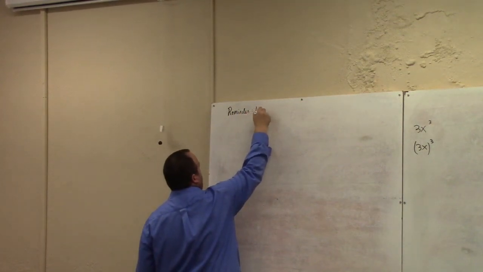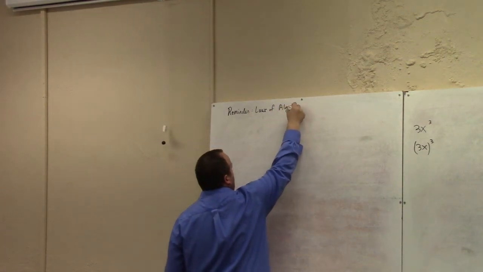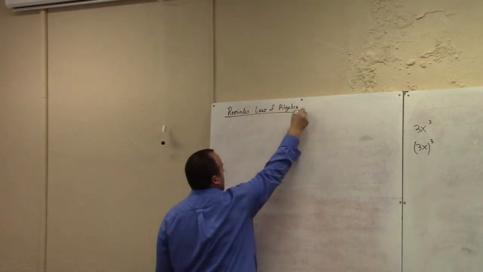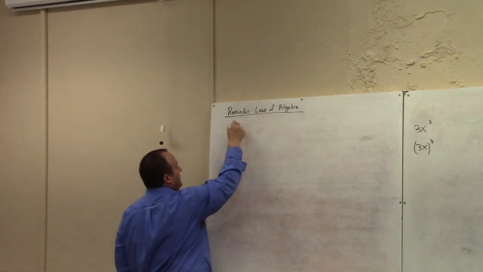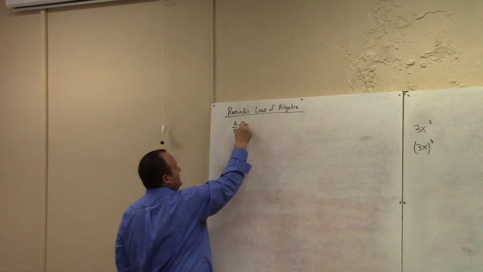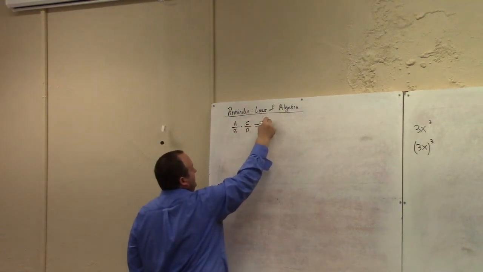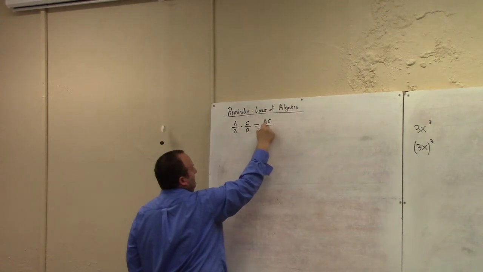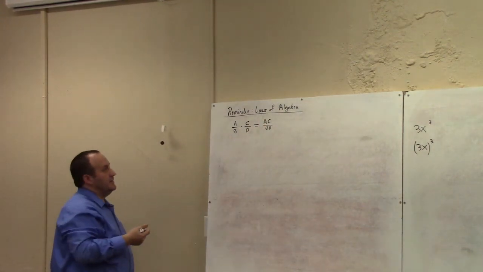Laws of algebra, right? Let's just try to make a laundry list of some things we know. One thing we know, if we have a over b times c over d, the way that works is we just multiply the numerators, right? One thing we have is that.